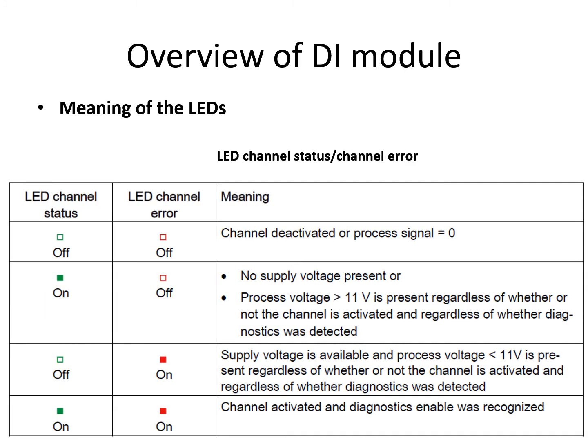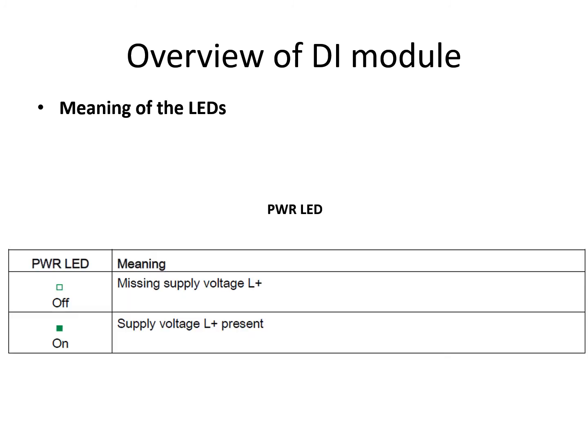Other LEDs for LED channel status: hollow green or hollow red or solid green and basically solid red, and a combination of them on and off shows something, so they have a meaning. In case we encounter some issues, we should refer to the manual of these modules. For the power LED, when it is on, simply the supply voltage is on, and when it is off, the supply voltage is off.